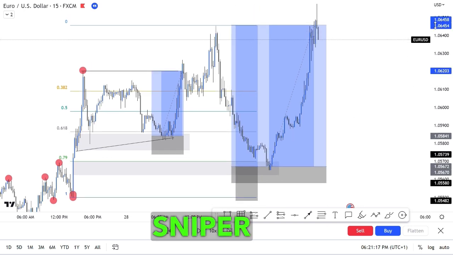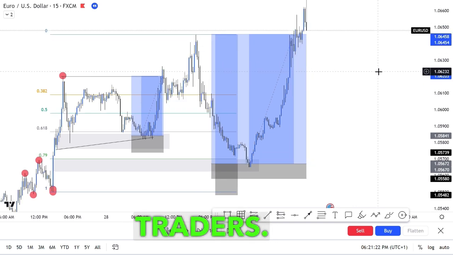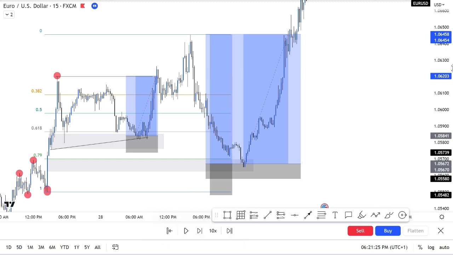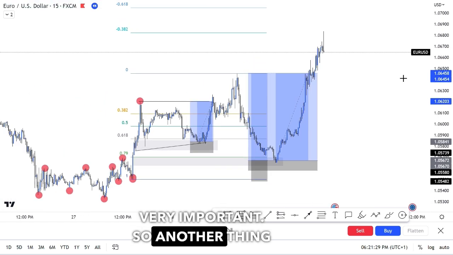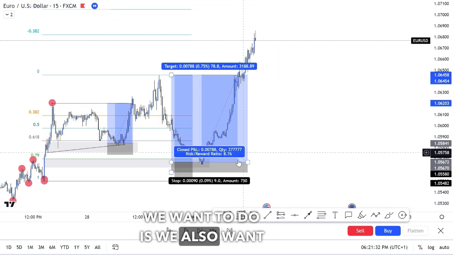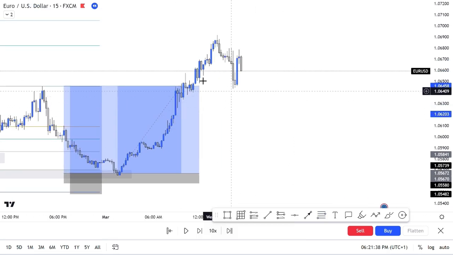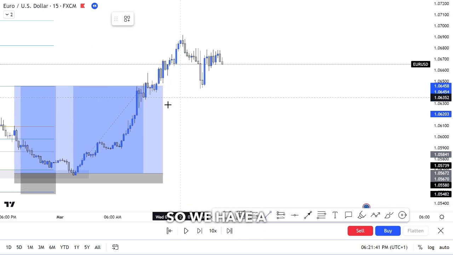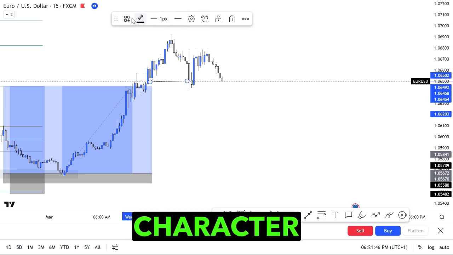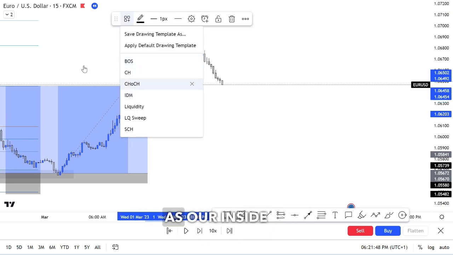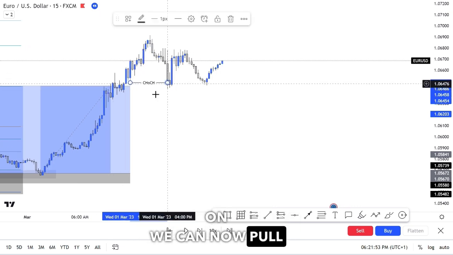You can get sniper entries using these models, okay? And this is very good, especially for swing traders. For those of you who are taking trades on 15 minutes, 5 minutes and 1 hour, it is very, very important. So another thing we want to do is we also want to fib. We simply have to remember valid pullback, which we already had. So we have a valid pullback of this zone, so this becomes our change of character because we have that as our inside bar. So now that we have our change of character on, we can now pull our fib.